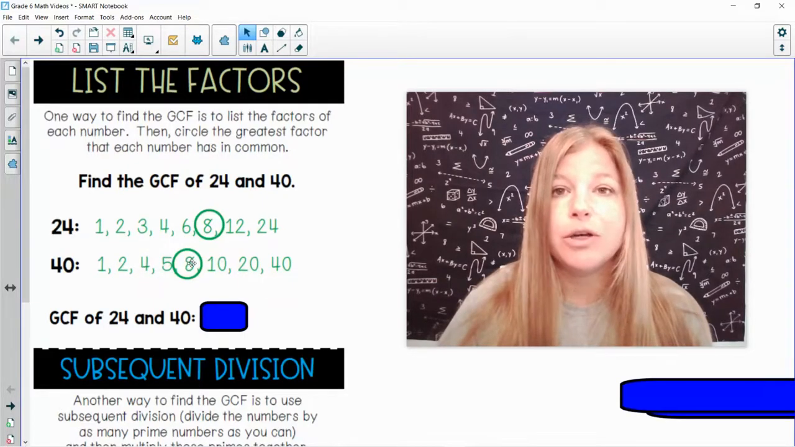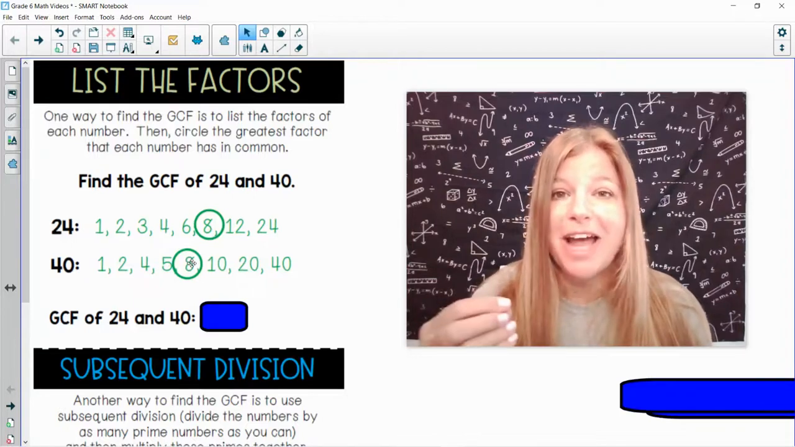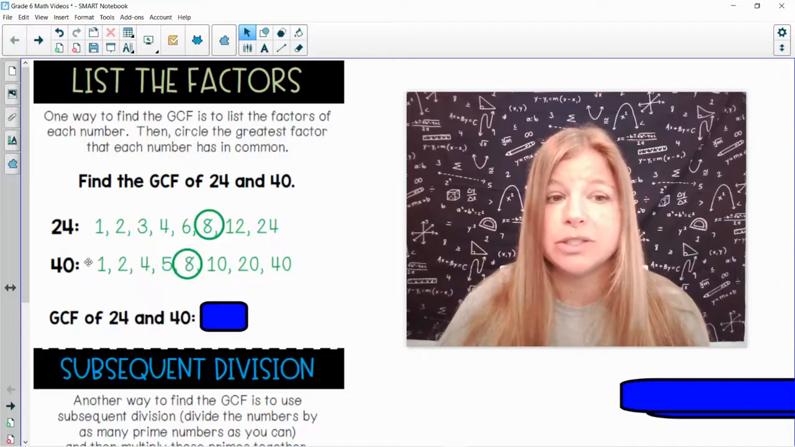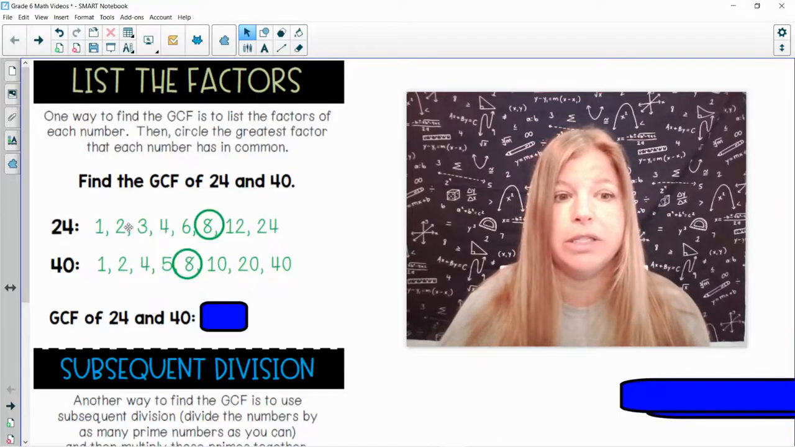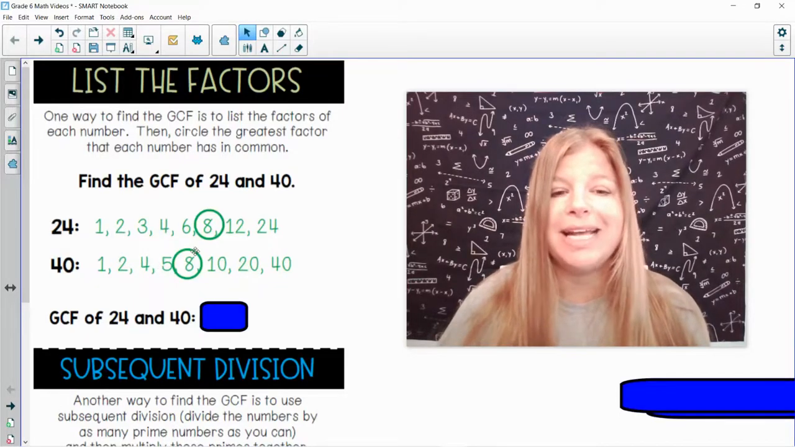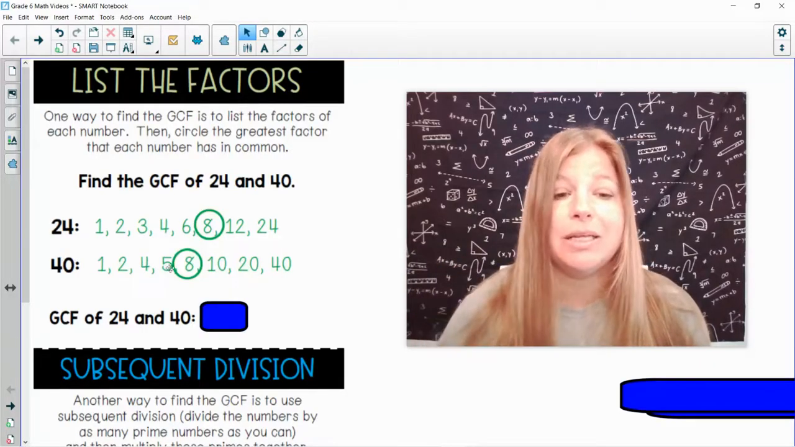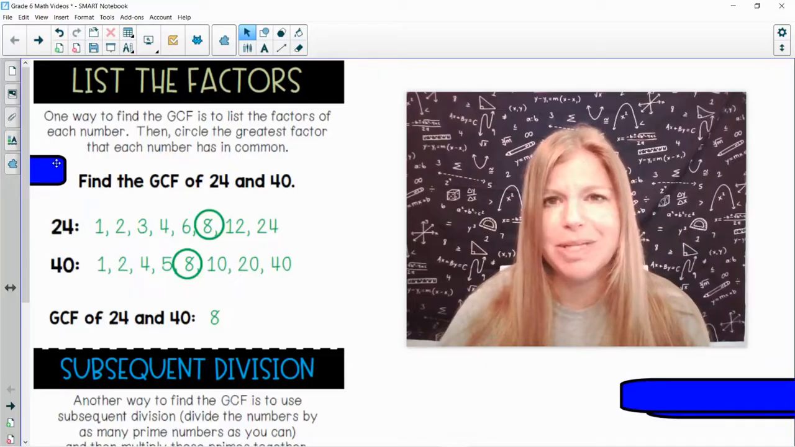The greatest common factor is the greatest factor that both numbers have in common. Now, they have a few factors in common. 1 will be in common with everything, 2, 4, but 8 is the greatest common factor. And so 8 would be the only acceptable answer. The other ones have common factors, but 8 is the greatest.